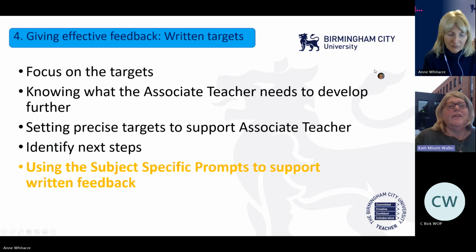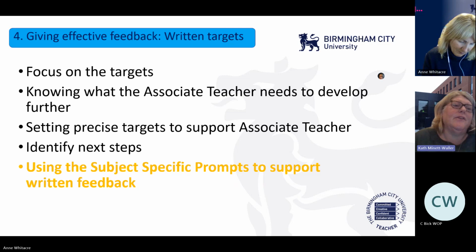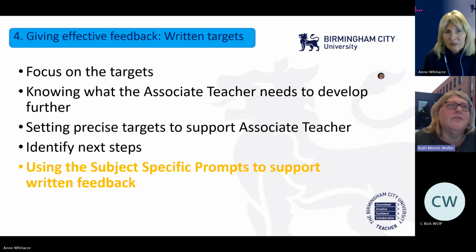So, moving on to that written feedback, it's about really focusing on the targets, because we do ask the associate teachers to write their current targets on the feedback sheet. So whoever is carrying out that observation has that as their focus, because that's the one thing they're working on at the time, and will need current, up-to-date feedback on those in order to understand whether they've met them or partially met them.